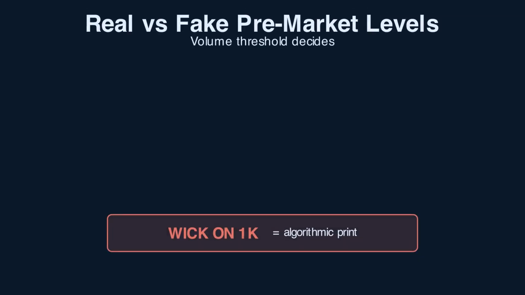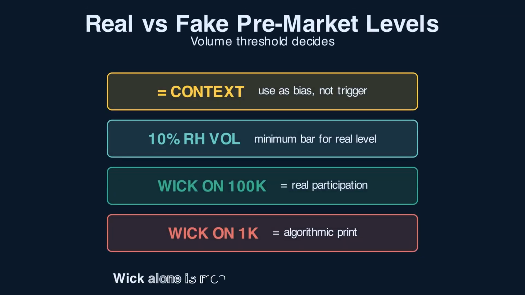Here's the framework. A pre-market wick at a price with only 1,000 shares of volume isn't a level. It's a single trade that happened to lift the offer or hit the bid. When regular hours open, no participants remember it because no participants made it. A pre-market wick at a price with 100,000 shares of volume is a level. That's real participation, real positioning, real institutional commitment.